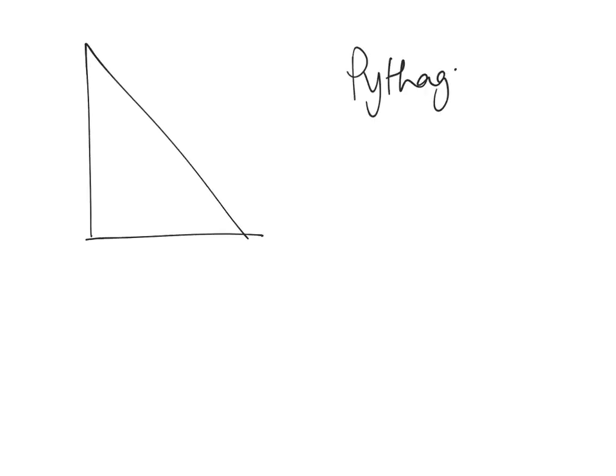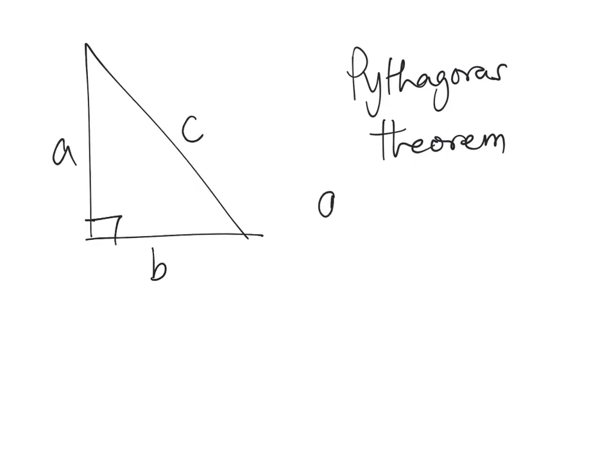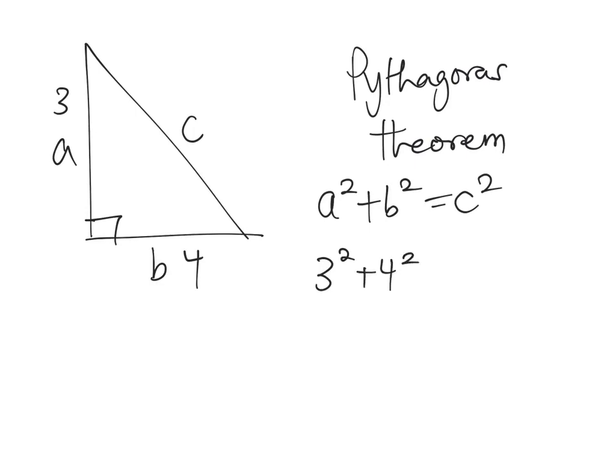Now let's talk about right triangles specifically. Let's just mention the Pythagoras theorem. You might remember this, or the Pythagorean theorem. Basically what it says is that if you have A and you have B, and this is C, then A squared plus B squared is equal to C squared, right? So again, classic example 3 and 4. So 3 squared plus 4 squared is equal to C squared. 9 plus 16 would be equal to C squared.